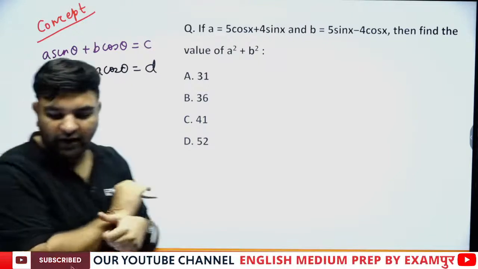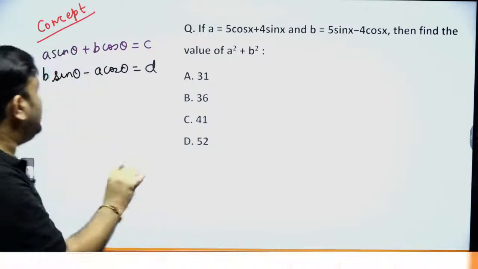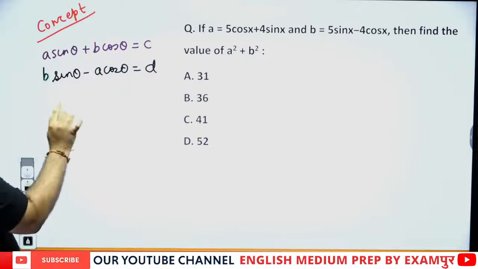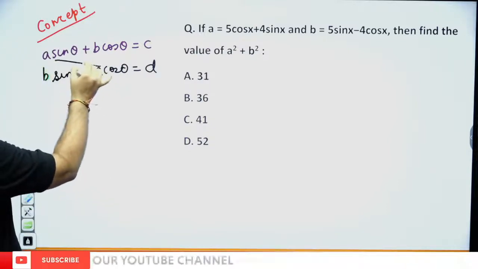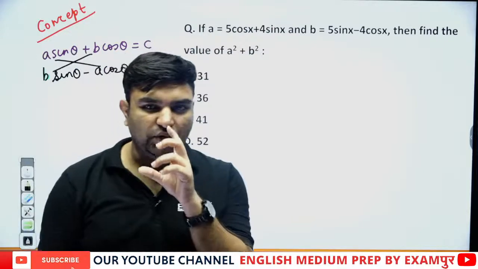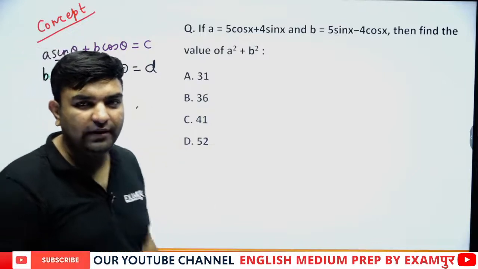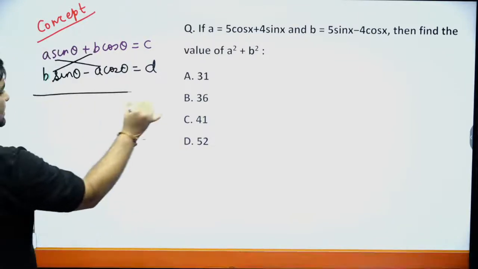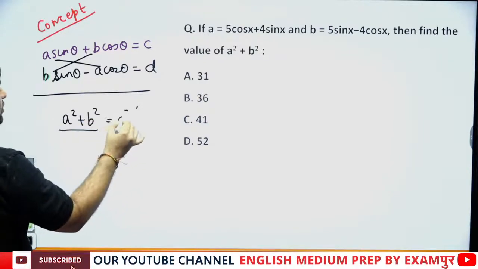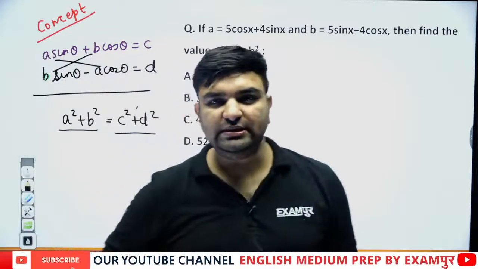What I have done, guys: if A sin theta plus B cos theta is C, and B sin theta minus A cos theta is D, meaning a change of coefficient and a change of sign among cos and sine, then the condition which comes out is A square plus B square, the sum of the squares of the coefficients, is equal to C square plus D square.